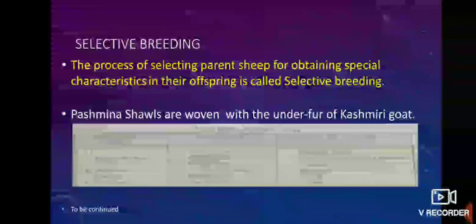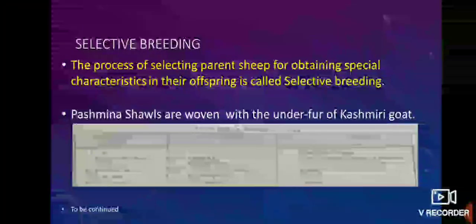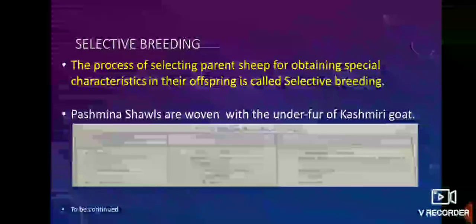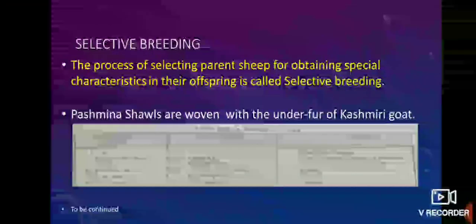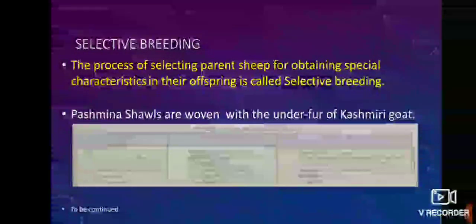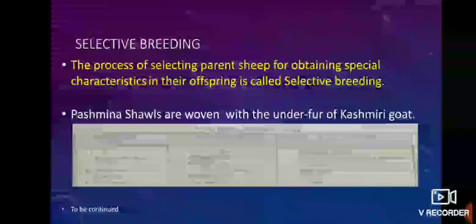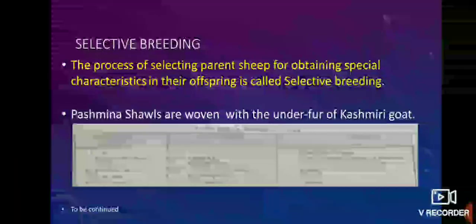Here are some Indian breeds of sheep, the quantity of wool and the name of the state where the animal is found. So among them, the most expensive wool we get is pashmina. The name is pashmina, and this is collected from the Kashmiri goat.